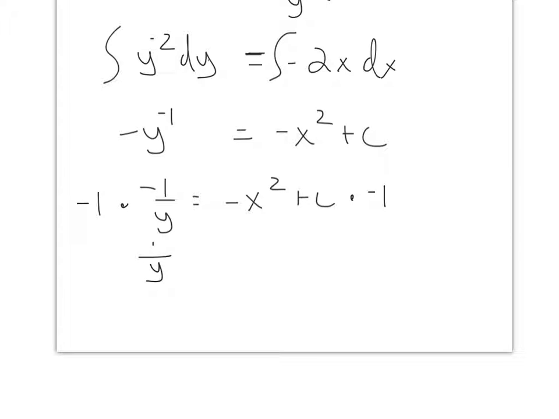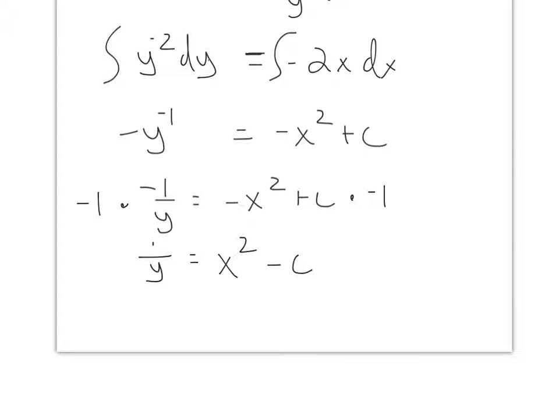So that would give me 1 over y equals positive x squared minus c. Sometimes in textbooks you'll see, because this constant is still arbitrary, they might not even bother changing the sign in between or changing this to a negative c. We haven't committed to any initial values yet, but I'm just going to write minus c.